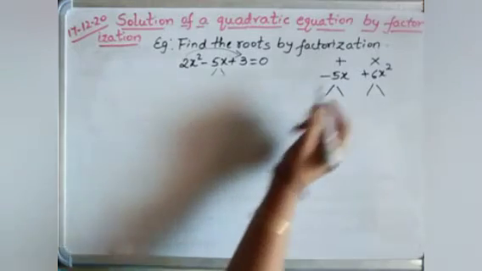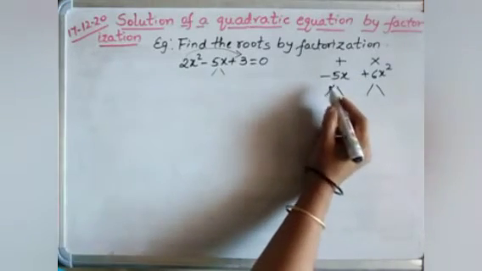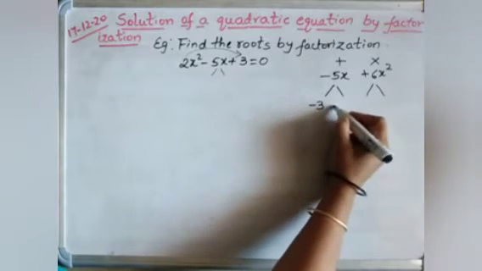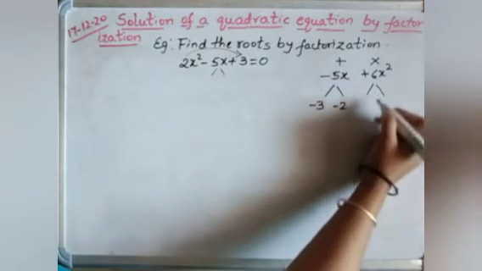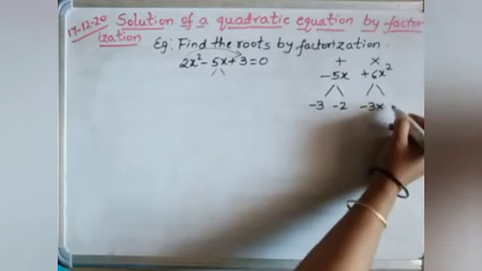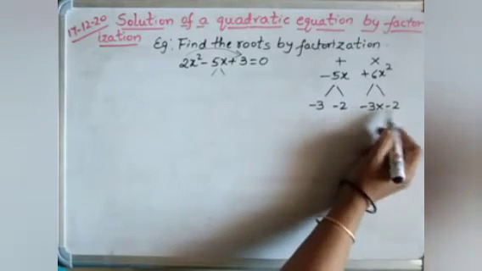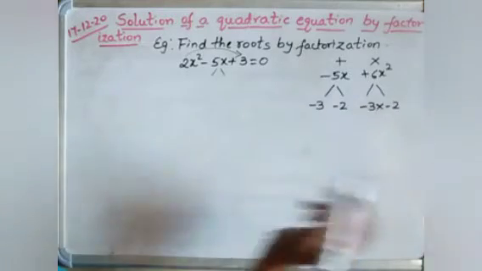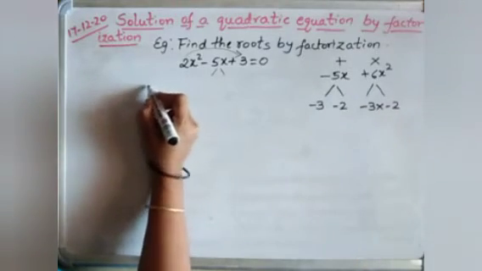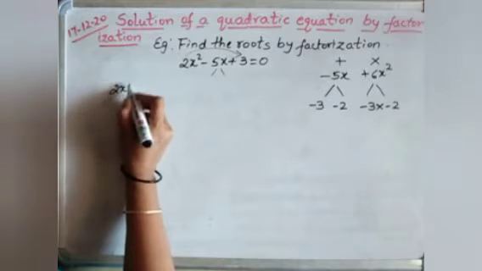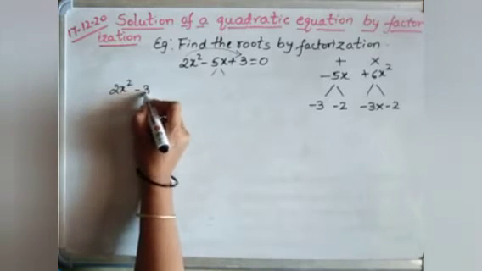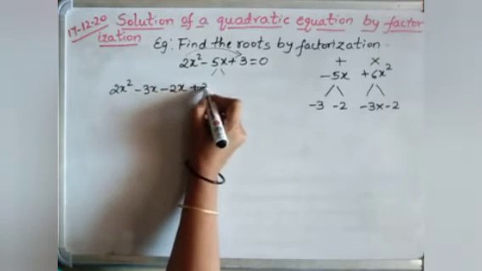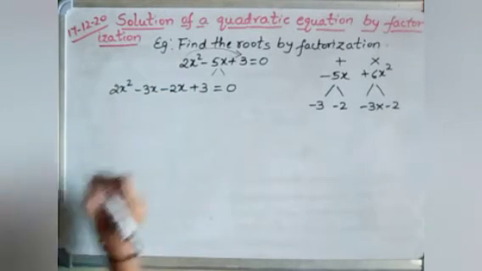Let's see. So when you add up, you have to get minus 5x. That means minus 3 minus 2. So when you multiply minus 3 into minus 2, are we getting plus 6? Minus 3 into minus 2 is plus 6. So we will write here 2x square minus 3x minus 2x plus 3 is equal to 0.